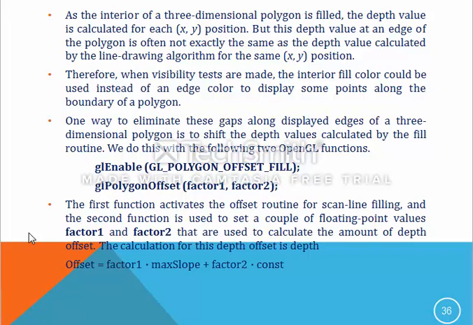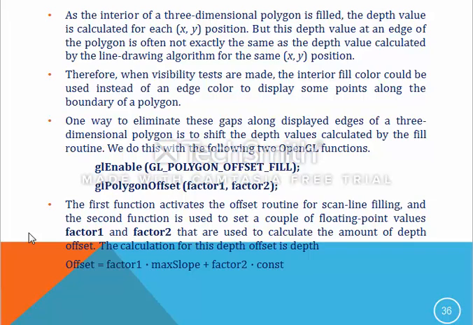This effect is known as stitching, which is caused by differences between calculations in the scanline fill algorithm and calculations in the edge line drawing algorithm. As the interior of a 3-dimensional polygon is filled, the depth value is calculated for each position, that is the xy coordinates. Therefore, when visibility tests are made, the interior fill color could be used instead of an edge color to display some points along the boundary of the polygon.